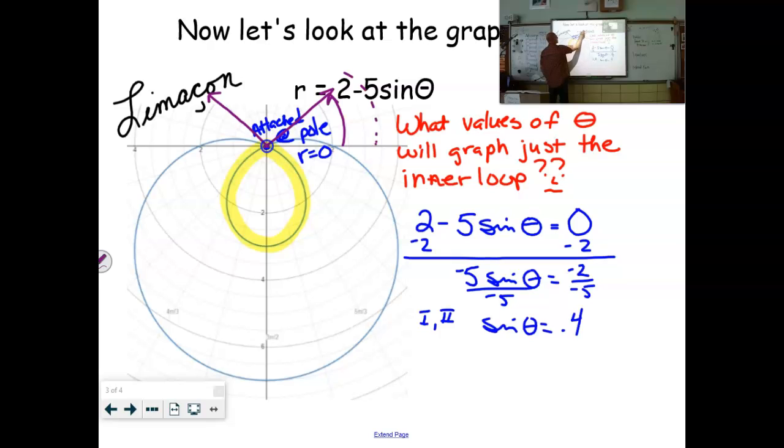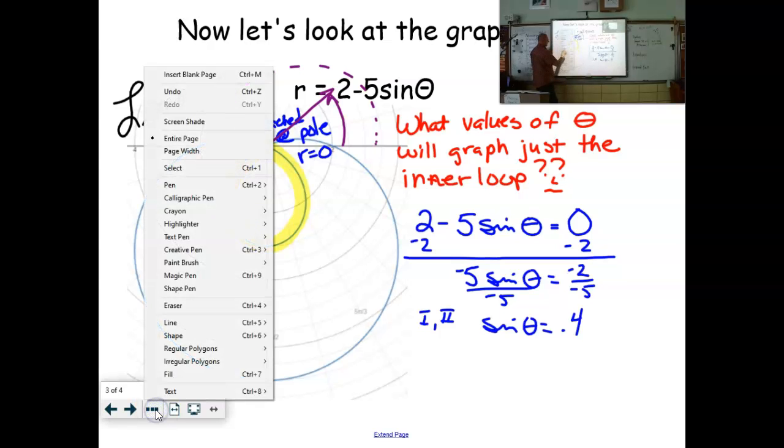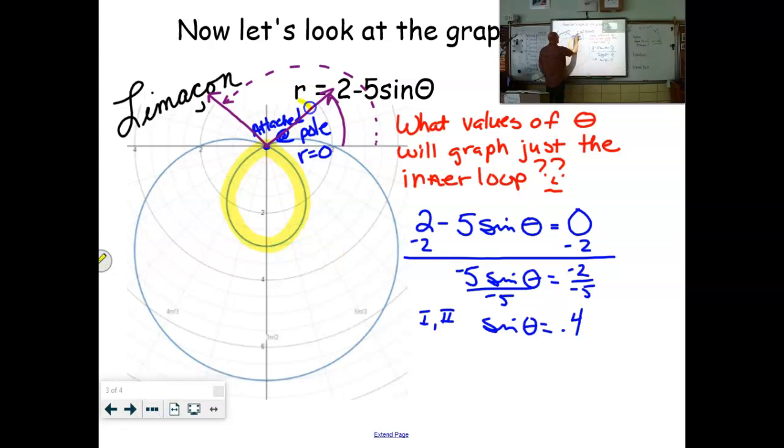I need the one that goes from here to here, because this inner loop right here is formed between here and here. This is what's forming this inner loop. As theta goes from here to here, this inside loop is going to be formed. So I need to know what's this value of theta and what's this value of theta here. All right, so what do I have to do? I need to go ahead and find the inverse sine of this. So theta is the arcsine of 0.4, and let me grab my calculator real fast.